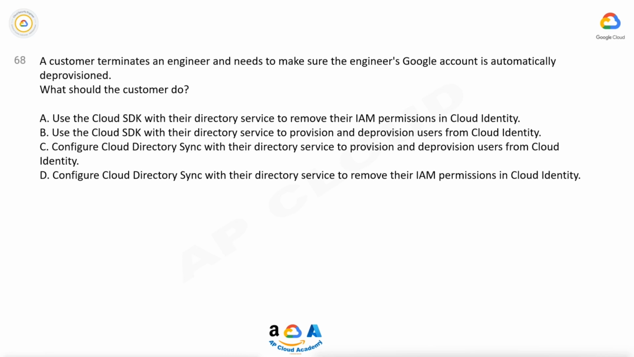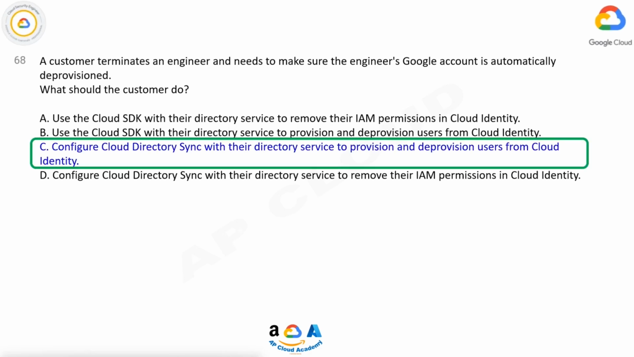C. Configure Cloud Directory Sync with their directory service to provision and deprovision users from Cloud Identity. D. Configure Cloud Directory Sync with their directory service to remove their IAM permissions in Cloud Identity. Correct answer. C. Configure Cloud Directory Sync with their directory service to provision and deprovision users from Cloud Identity.